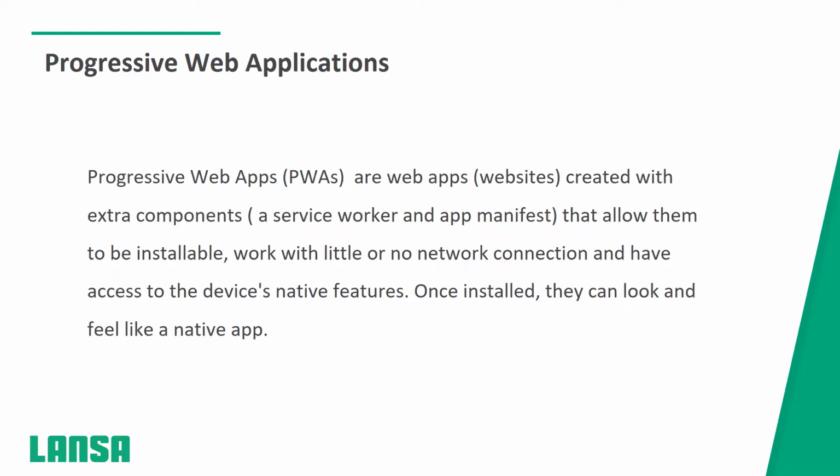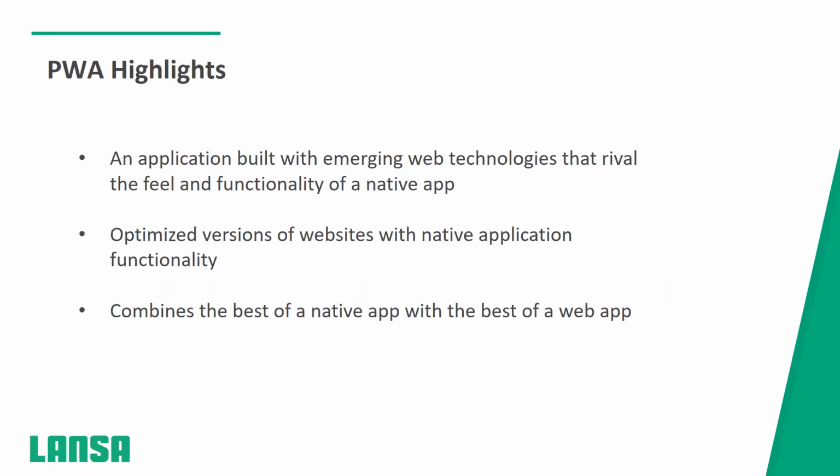Okay, so with that out of the way, let's get into what are progressive web apps. Progressive web apps are web apps, basically websites created with extra components, a service worker, and an app manifest that allow them to be installable, work with little or no network connection, and have access to the device's native features. And once installed, they look and feel like a native app. So the highlights of that: a PWA is an application built with emerging web technologies that rival the functionality of a native app. That's really how you can think of a PWA. A PWA is an optimized version of a website with native application functionality. And that's the easiest way to visualize it.